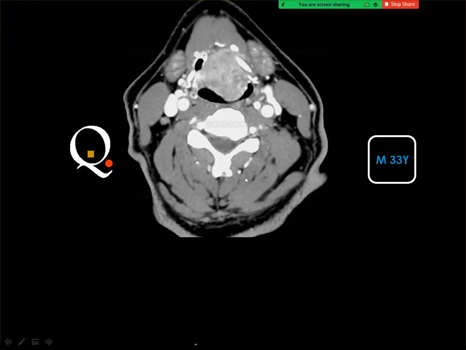Next case is a male patient with a mass protruding into the oropharynx.